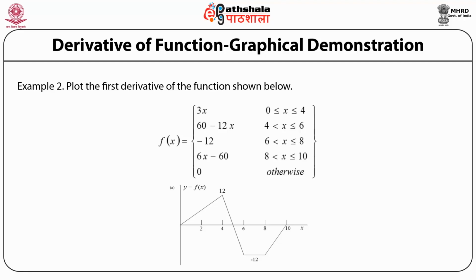So you see the plot in the bottom. It goes as a straight line from 0 to 4, and then from 12 to 14. Then it goes from the x value 4 to 6, and the value changes from 12 to minus 12, and then it stays constant at minus 12 from 6 to 8, and then from 8 to 10 it is again increasing, and then it remains 0 otherwise.